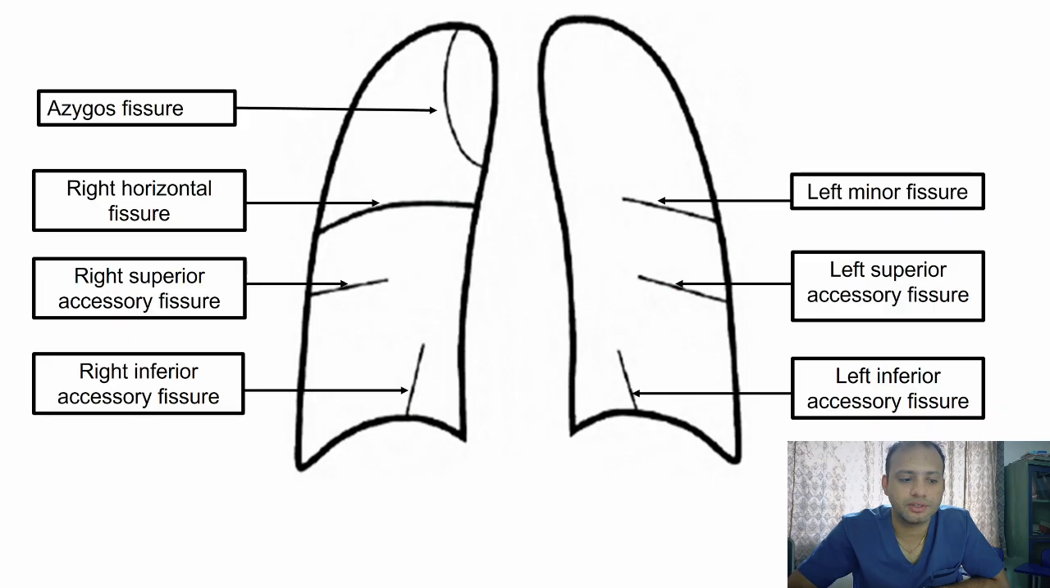Another is the right horizontal fissure. Right superior, this is the normal fissure. Right superior accessory fissure separates the apical lobe from the other lobes. These are incomplete fissures. Right inferior accessory fissure separates the seventh segment from other lobes. It's also an incomplete fissure. Then left minor fissure, left superior accessory fissure, and left inferior accessory fissure. These can be some uncommon accessory fissures shown in a schematic diagram.